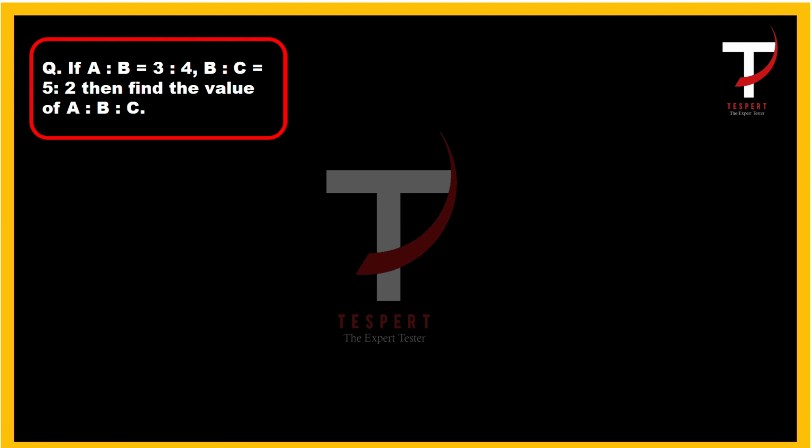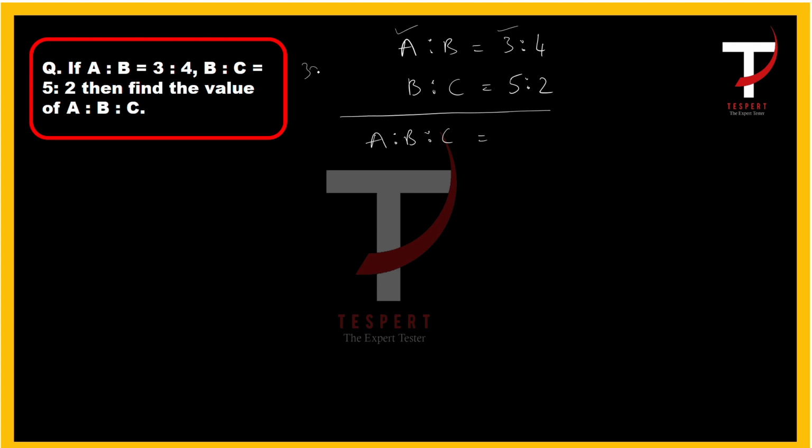If A is to B is equal to 3 is to 4, and B is to C is equal to 5 is to 2, then find the value of A is to B is to C, right? So A is to B is equal to 3 is to 4, and B is to C is equal to 5 is to 2. Find the value of A is to B is to C, right? So if we observe here, the value of A is 3, not 3, 3x, right?